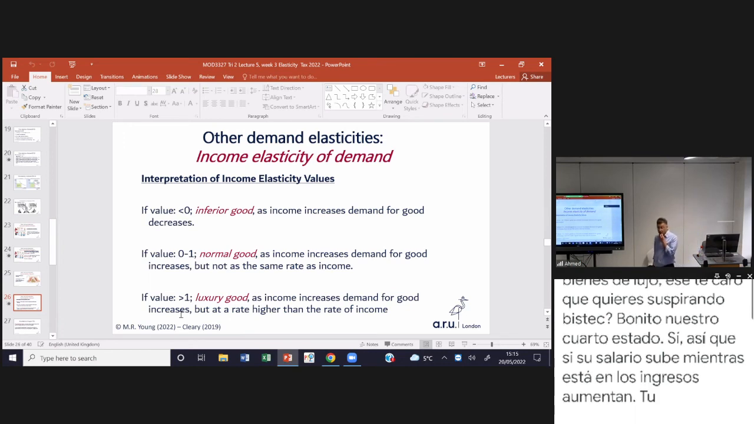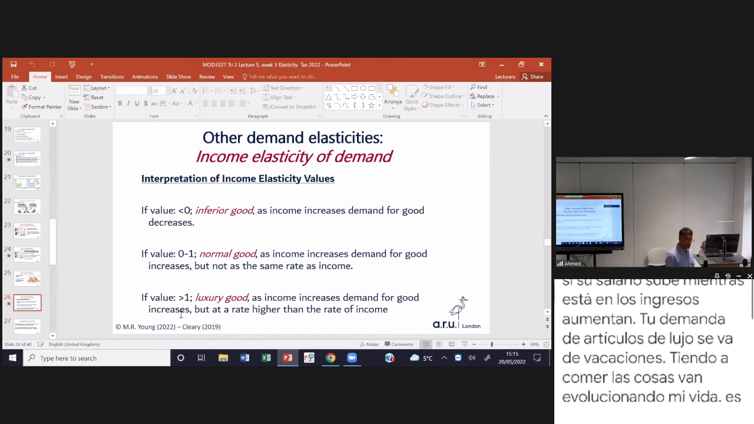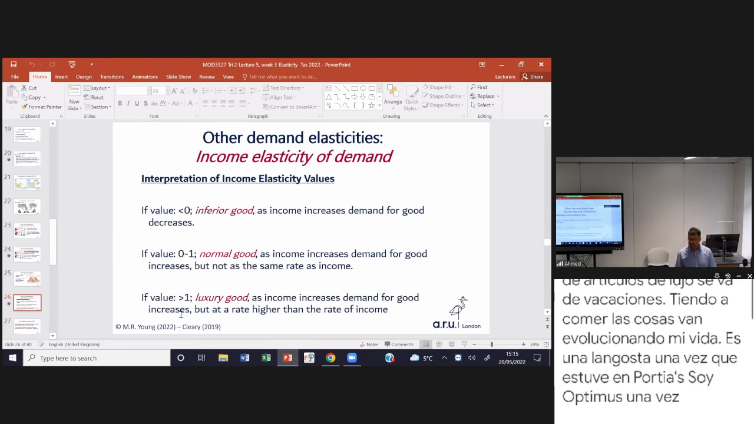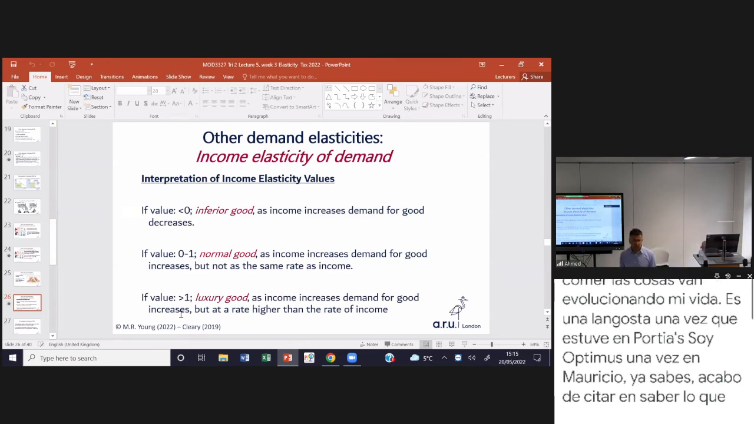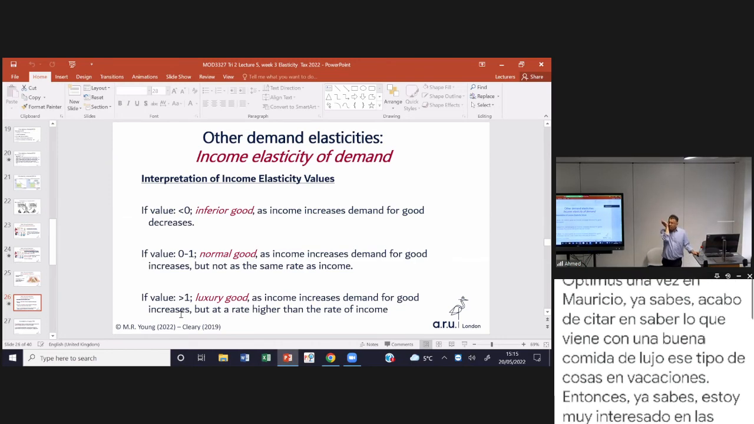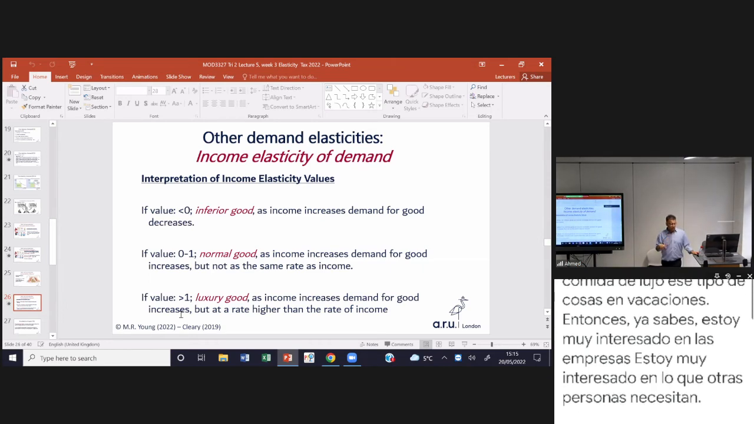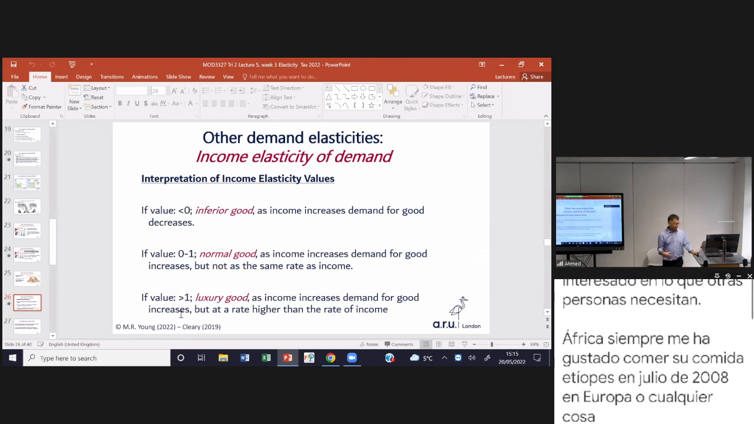You know, on holiday I tend to eat things. I've only in my life eaten lobster once. I was in Mauritius. I ate octopus once in Mauritius. I eat luxury food, that kind of thing, on holiday. I'm very interested in foreign foods. I'm very interested in eating what other people eat. In Africa, I've always enjoyed eating their food. Ethiopia, India, anywhere you go to a country, I like to eat their food.